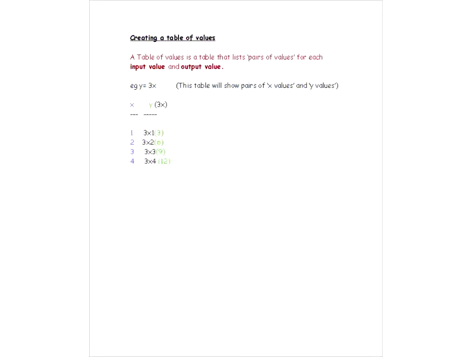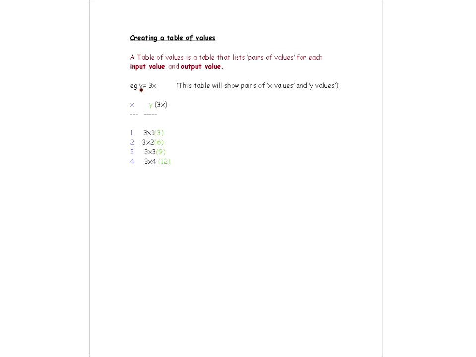Okay, so you guys remember we talked about creating a table of values. So what is a table of values again? It lists the pairs of values for each input value and output value. When you have an equation, one of these values is the input value, the other is the output. The input value is the one you put into the equation, so X would be the input value, and Y would be the output value, that's the answer you get out of the equation.